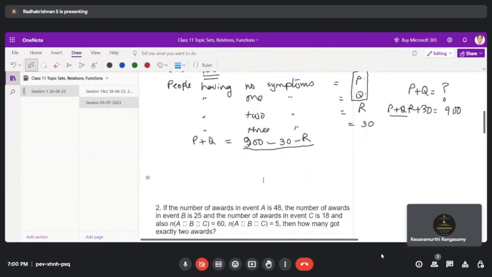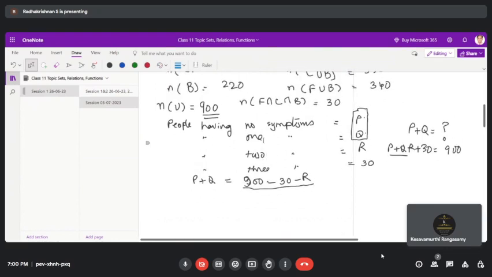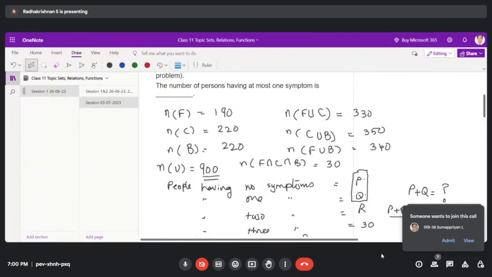Which is the number of persons having two symptoms, meaning exactly two symptoms. So how do we find the number of people having exactly two symptoms? You tell me, given this data, how can we find it? How many people are having exactly two symptoms? So what are all the combinations that we need?